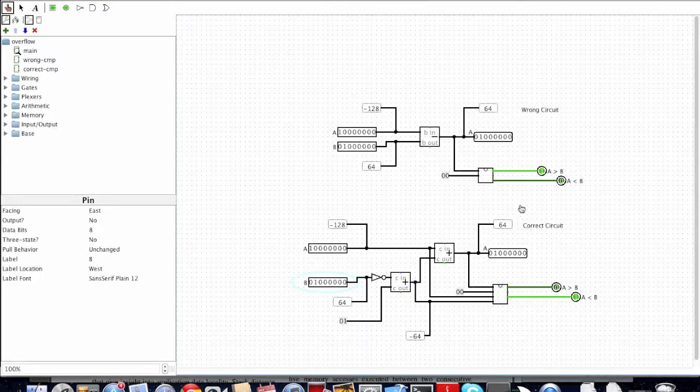So you have to take care of handling this when you build the ALU, the 32-bit ALU. You need to make sure that you get correct signed arithmetic.